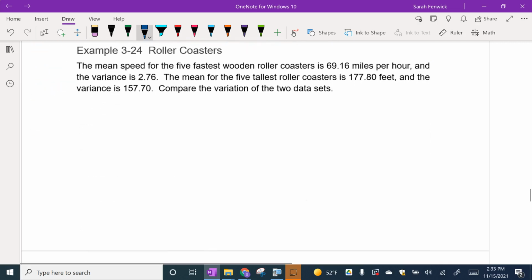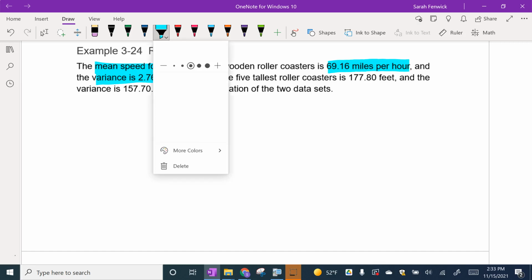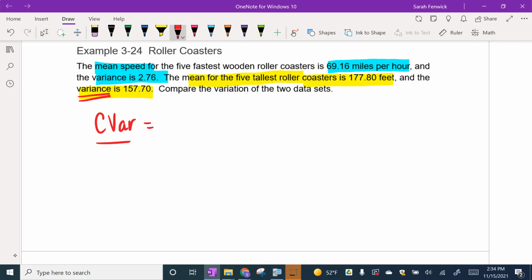Looking at example 3.24, the mean speed for the 5 fastest wooden roller coasters is 69.16 miles per hour, and the variance is 2.76. The mean for the 5 tallest roller coasters is 177.8 feet. Variance is 157.70. Compare the variation of the two. So when you're comparing variation, that's where C-var comes in. What you do need to remember here is that they gave me variance instead of standard deviation.